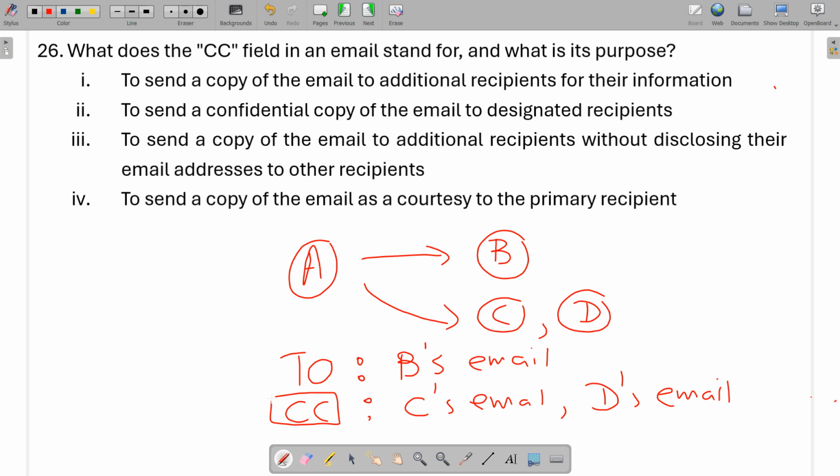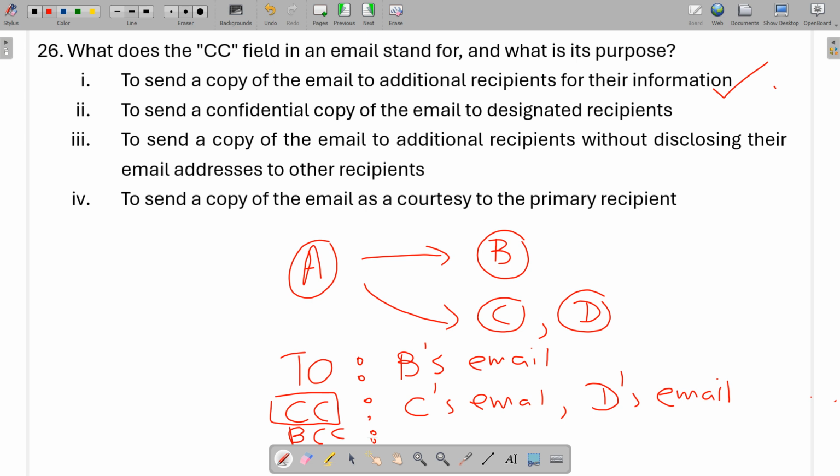The first one says to send a copy of the email to additional recipients for their information. Yes, so that's going to be the answer, not the second. The second says to send a confidential copy of the email to designated recipients. If you need to do that, you have to use the facility called BCC. People indicated in BCC will not be known to the To position emails or the CC position emails.